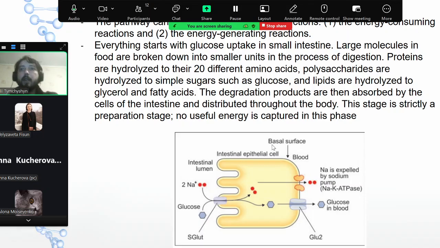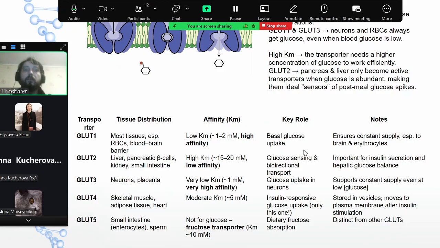So here is an example of such a cell. You see here a symporter that transports one molecule of glucose and two sodium ions inside the cell. Then the cell pumps everything out into the blood. It pumps out the glucose through this transporter, GLUT2, and expels sodium by another pump, the sodium-potassium ATPase. All of this gets into the portal vein that goes to your liver, and after that it may go into the general bloodstream.